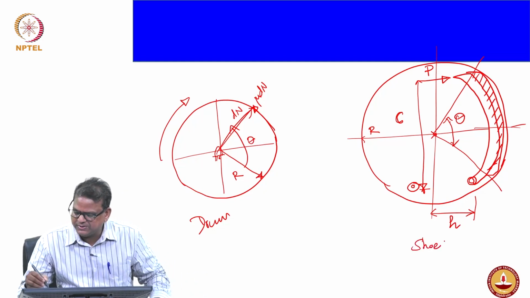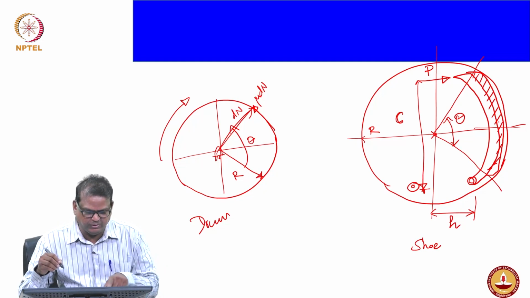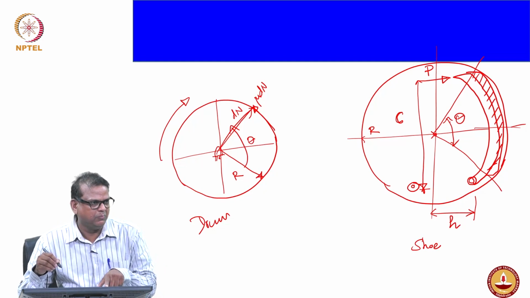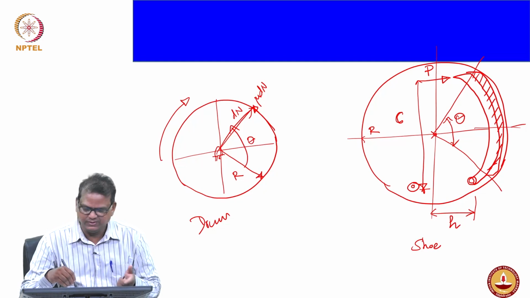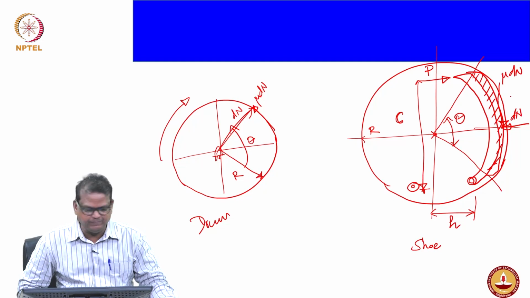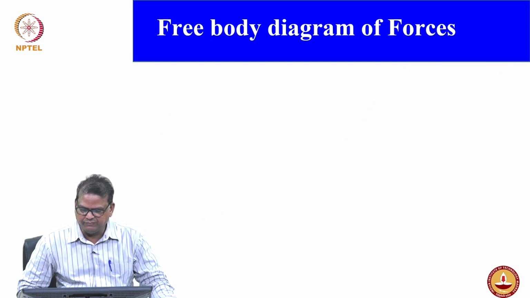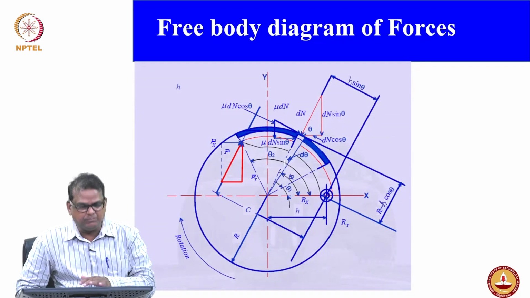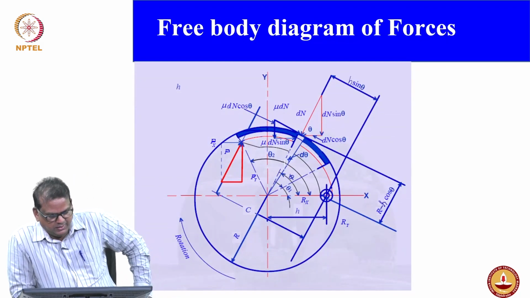Let me ask, what forces act on the shoe? What are the forces acting on the drum? The same forces will be in the opposite direction. We will have in this direction mu dN, and in this direction a normal force dN. These two will happen. I'll go into more detail; maybe you could see the free body diagram.